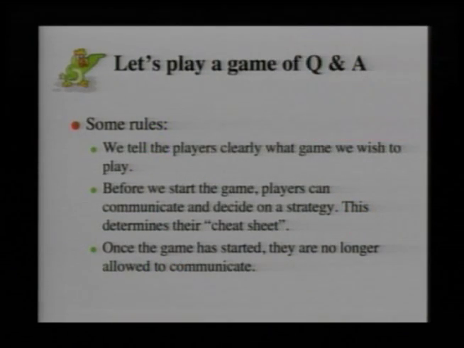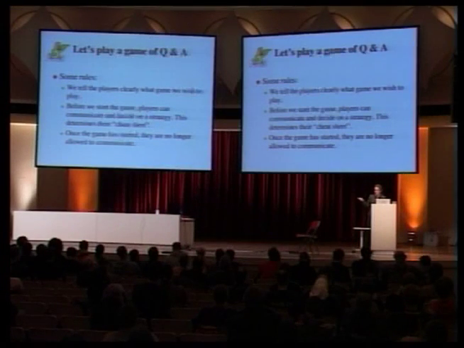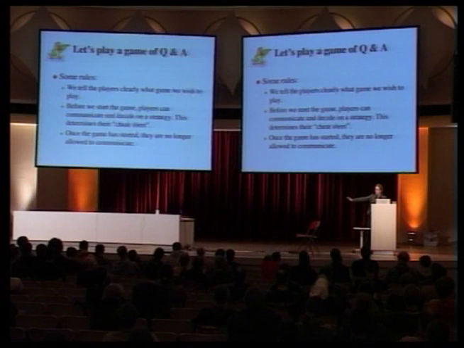Okay, so we're going to impose some rules on this game. First of all, of course, we're going to tell the players what game we're playing in advance. Then before the players start, we allow them to go into a secret room and communicate all they want, so they can, in particular, generate these cheat sheets. And once the game starts, we don't allow them to communicate anymore. We can enforce this by, say, flying Bob to Mars and leaving Alice here on Earth.